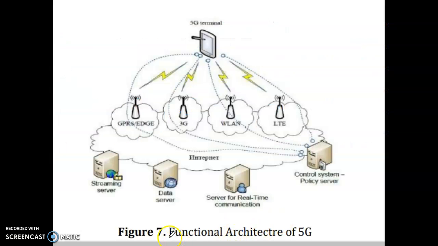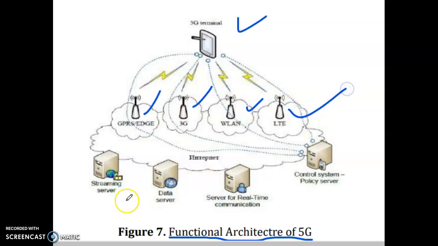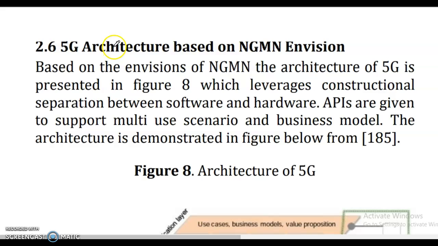Functional architecture of 5G. 5G terminal, GPRS, 2G, 3G, WLAN, LTE, here streaming server, data server, server for real-time communication, control system policy server. So this is the functional architecture of 5G.